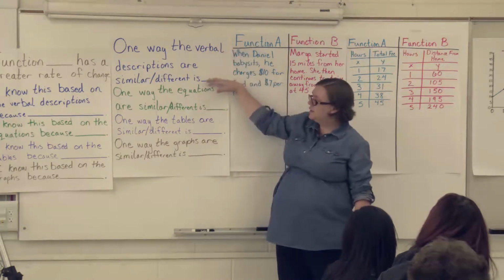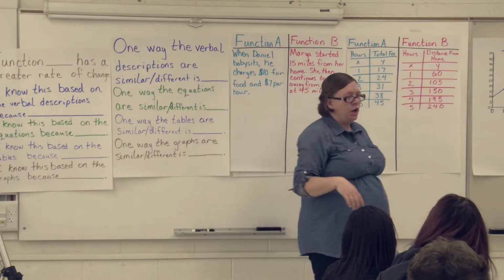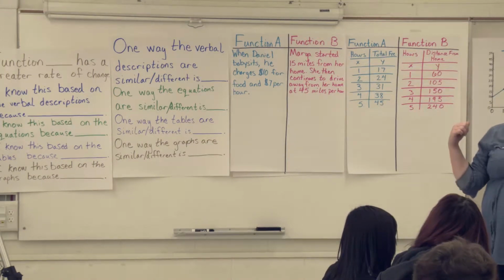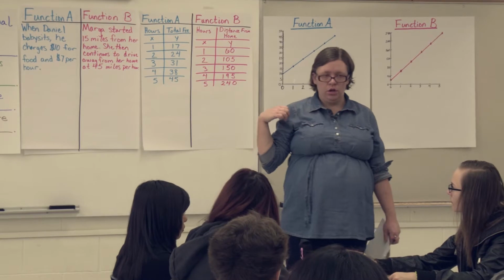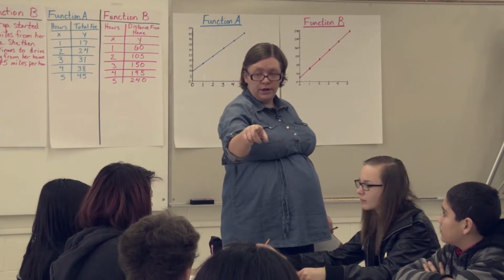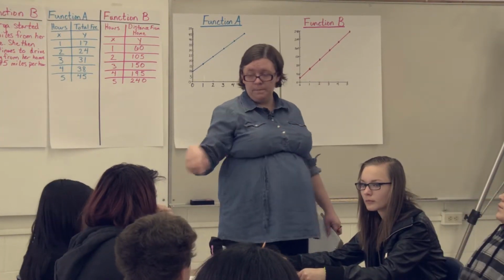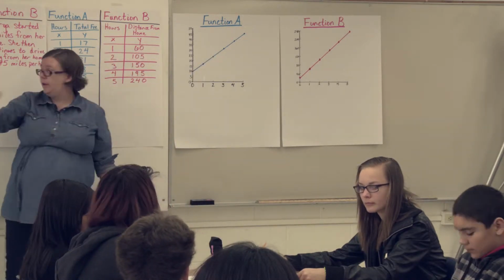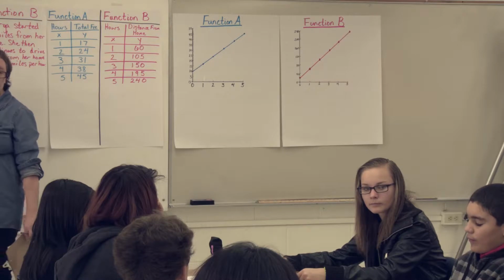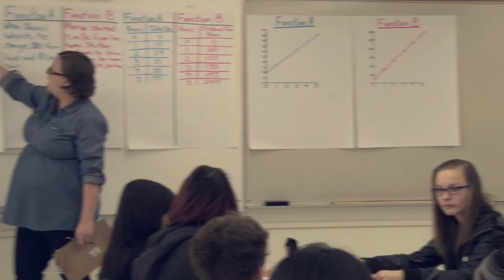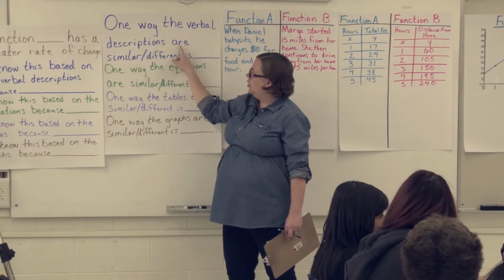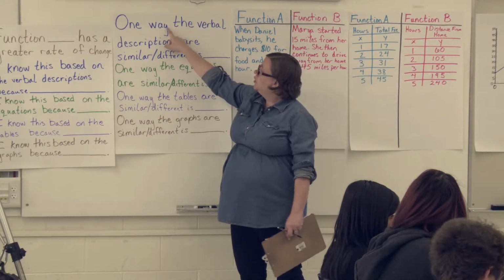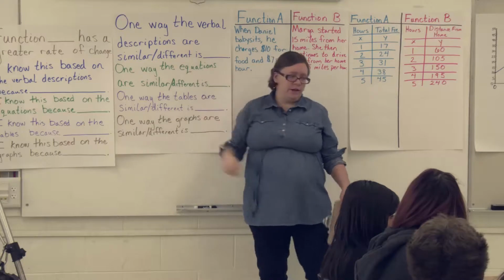So we've got our sentence stems here, and you are going to talk to your shoulder partner. Your shoulder partner is the person sitting next to you, except for Gladys and Jose, you guys will talk across. The person sitting next to you, and we have our group of 3 over here. The first thing one of you is going to say is, one way the verbal descriptions are either similar or different. Remember, you only have to pick one. One way the verbal descriptions are similar or different is.